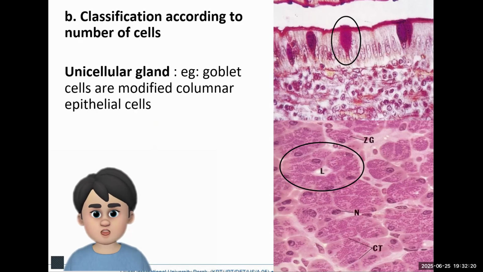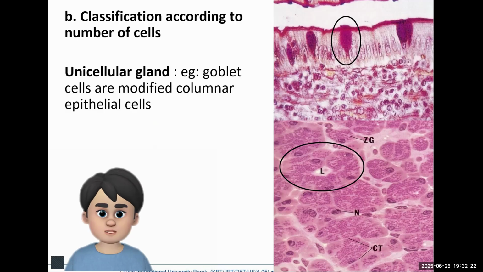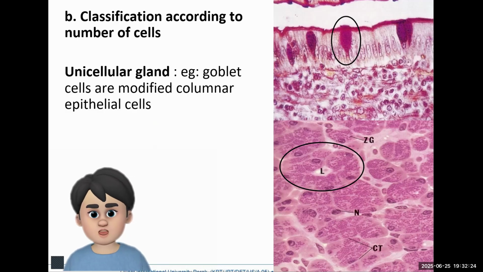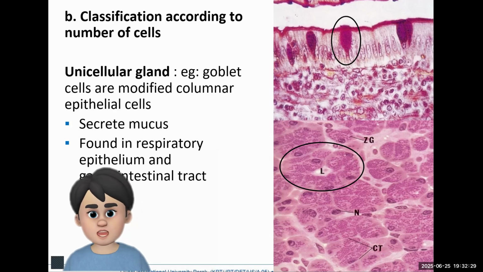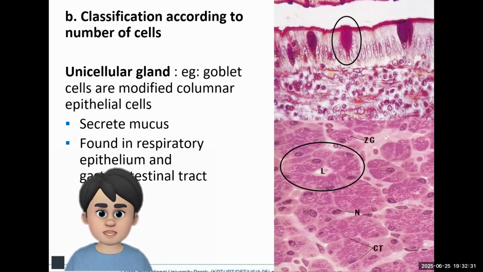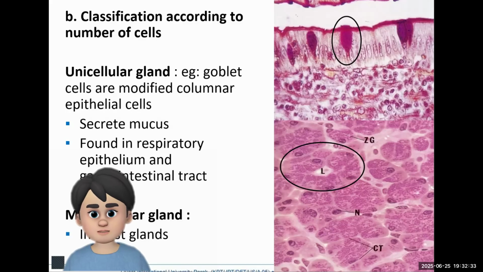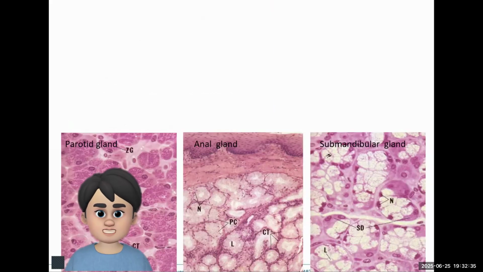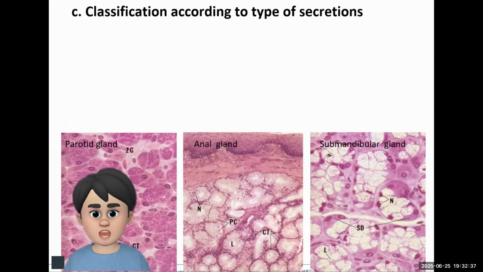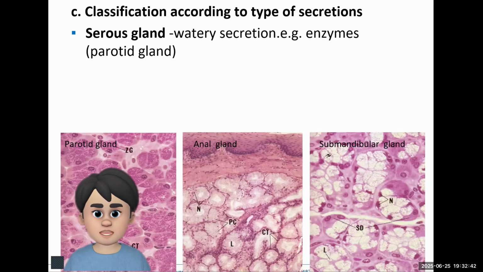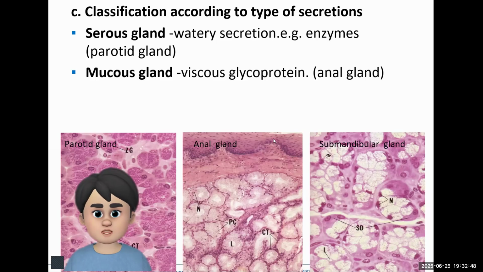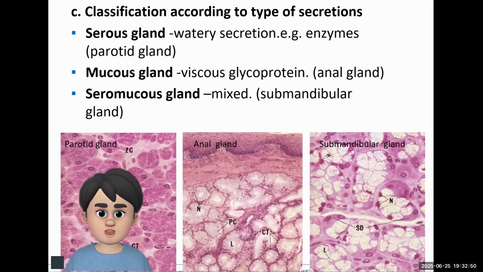Classification according to number of cells: unicellular glands. Goblet cells are modified columnar epithelial cells that secrete mucus, found in respiratory epithelium and the gastrointestinal tract. Multicellular: most glands. Classification according to type of secretion: serous gland, watery secretion with enzymes, for example the parotid gland. Mucus gland, viscous protein.